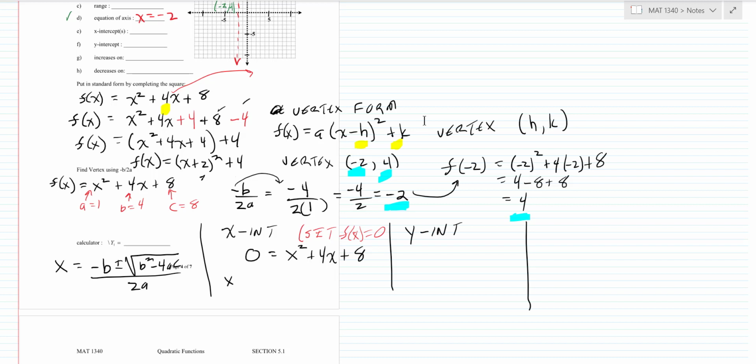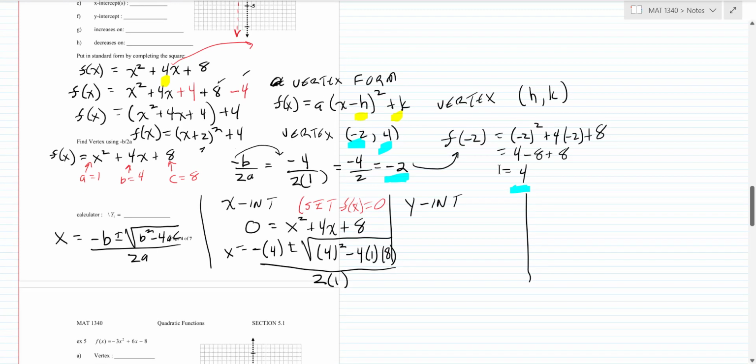You're going to have x equals negative b. b is 4, that's the number in front of x. Then plus or minus the square root of b squared, so that would be 4 squared, and then 4ac. a is 1, c is 8. And then you would do 2 times a. So I'm just taking the quadratic formula, replacing b with 4, a with 1, c with 8. You guys remember that? You'll have to do this from time to time.